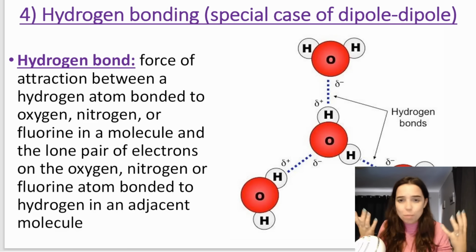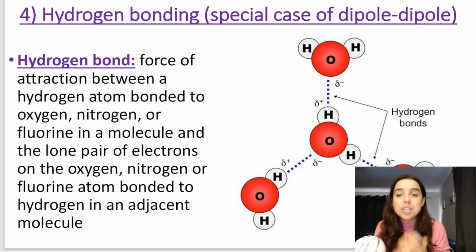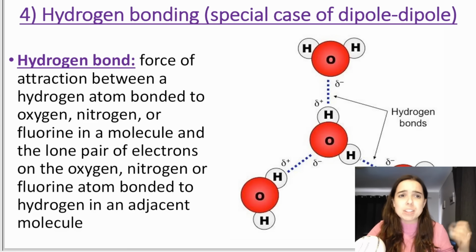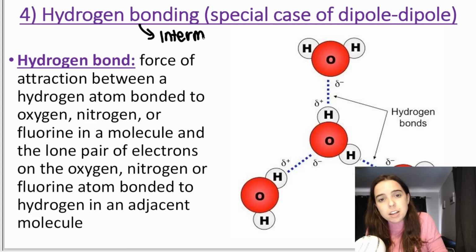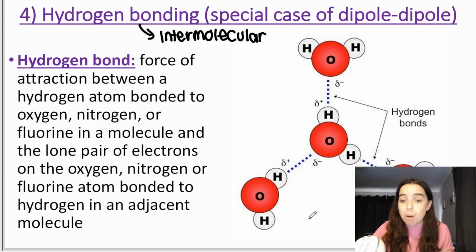Now, under dipole-dipole, you get a special type of dipole-dipole. This one, so important. It's called hydrogen bonding. Now, don't let this mess with your brain. It's called hydrogen bonding, but it's not a bond. Okay, I know it's weird. I don't know why they called it hydrogen bonding, but it's not a bond. It's called hydrogen bonding, but it is still an intermolecular force. Intermolecular, meaning that it occurs between molecules.